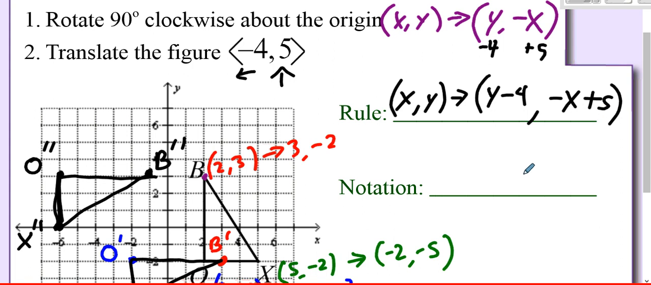Our notation, remember the first thing goes after the circle, so our rotate 90 degrees. And since it was clockwise, remember that was actually a negative. It's a little thing from the notes 1.4. And then the translate. So that's your notation.